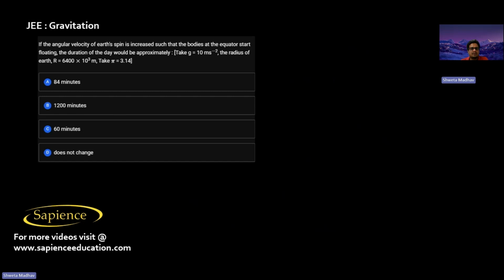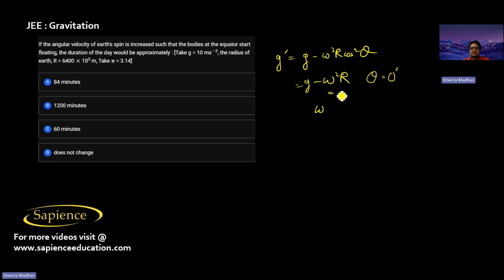And here it is told, the angular velocity of Earth's spin is increased such that the bodies at the equator start floating, the duration of the day would be approximately. We know that the acceleration due to gravity is given as g minus omega square r cos square theta, where theta is the latitude of that place, and at the equator theta will be 0 degree. So this will be equal to g minus omega square r.